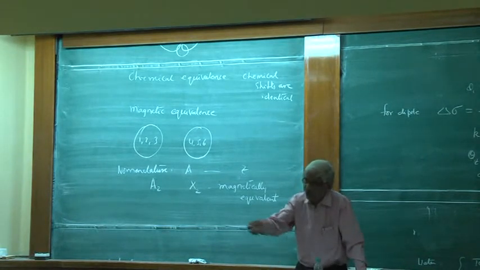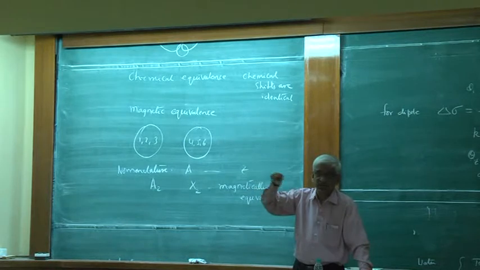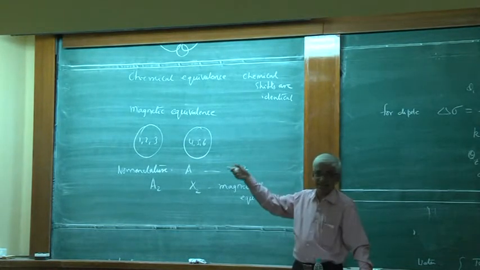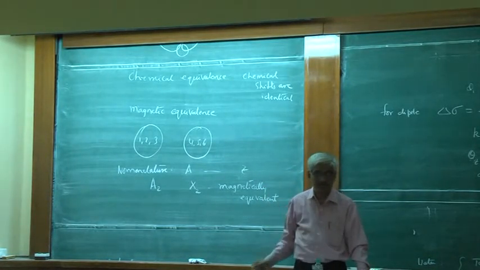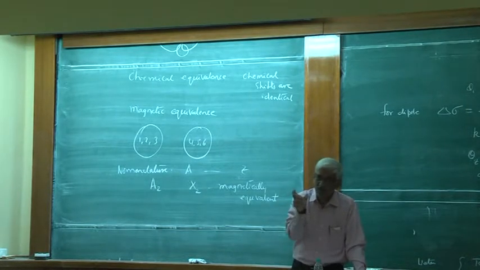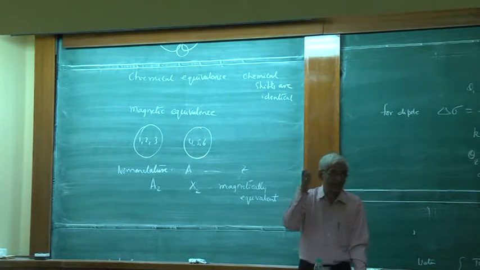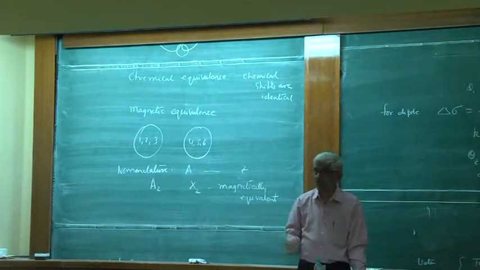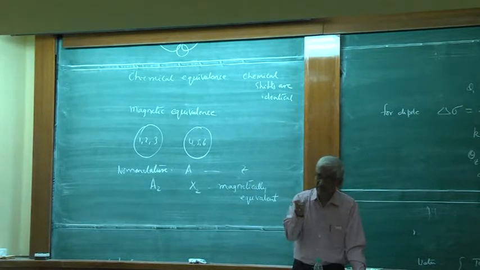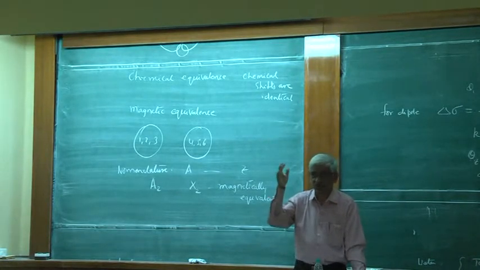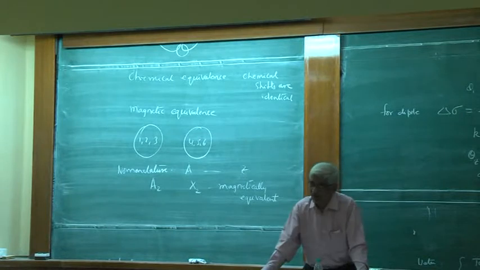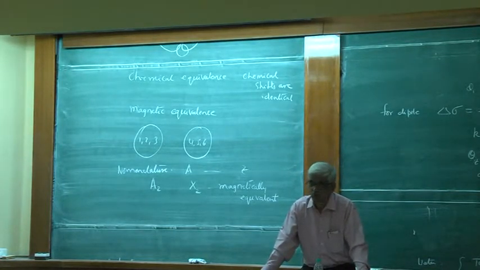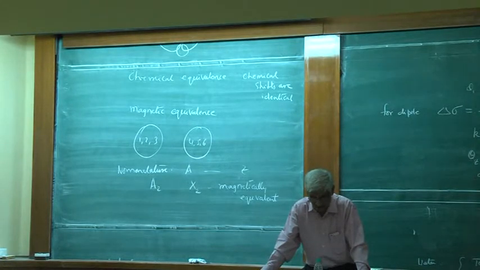Now the coupling constants can actually range over different values. Typically, the one-bond couplings, like HF or CH, C13H. C12 doesn't have a magnetic moment, therefore C12 we will not figure; we will always say C13. One-bond coupling is of the order of 130 to 150 Hertz, the CH bond. Proton-proton couplings can vary from 0 to 15, 20 Hertz. Three-bond couplings are of the order of 7 to 8 Hertz, two bonds are 15 to 20 Hertz, and one bond is of course very large.